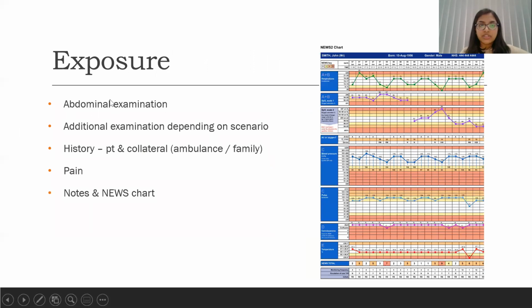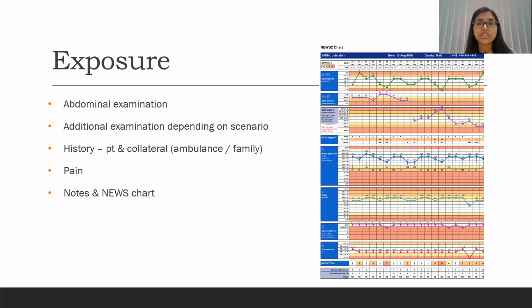So exposure, finally, you want to check some of these things. Abdominal examination is one of the common things that you perform. It's standard to perform in all patients. You want to know if the abdomen is soft, there's no pain, and the bowel sounds are present. And then additional examination would depend on the scenario.